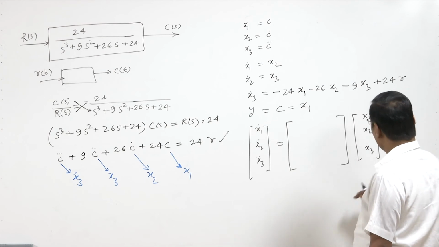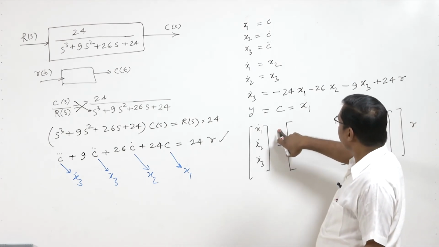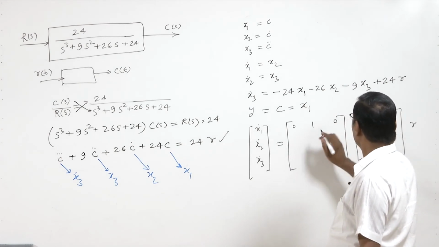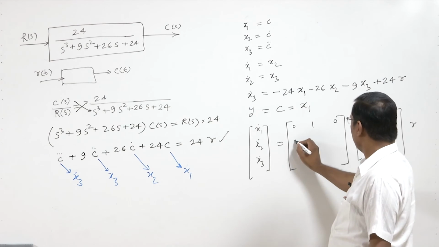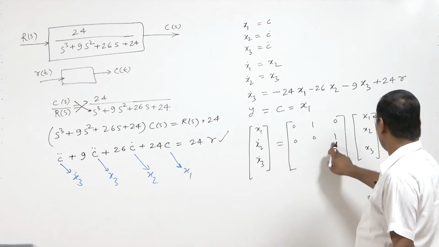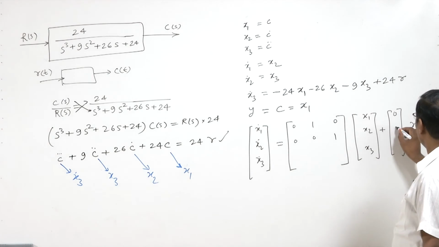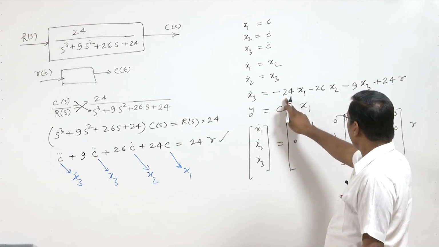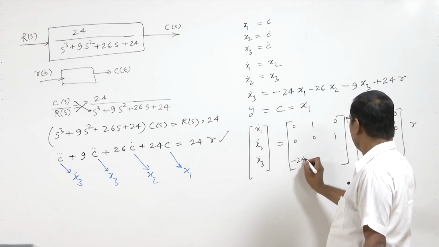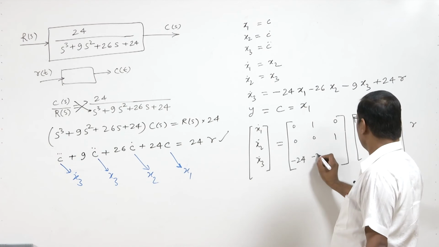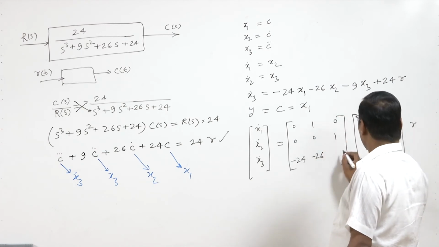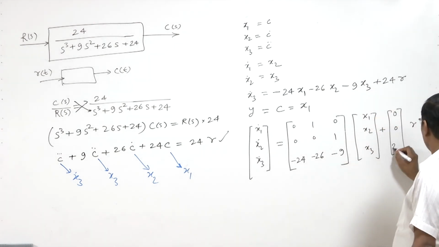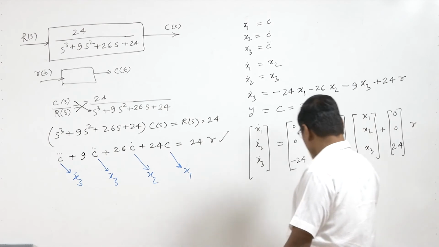r. So here we have x1 dot equal to x2, so we have 0 1 0, and x2 dot equal to x3, so 0 0 1, and here it is 0 because there are no r terms here. Now x3 dot equal to minus 24 x1, and minus 26 x2, and minus 9 x3, and plus 24, so here it will be 24 r.